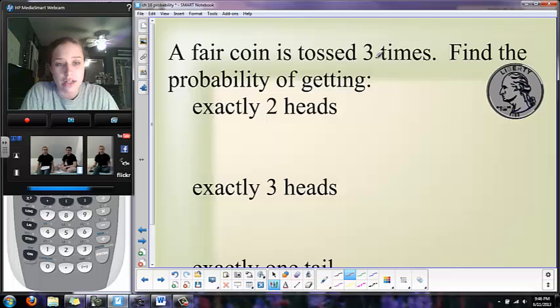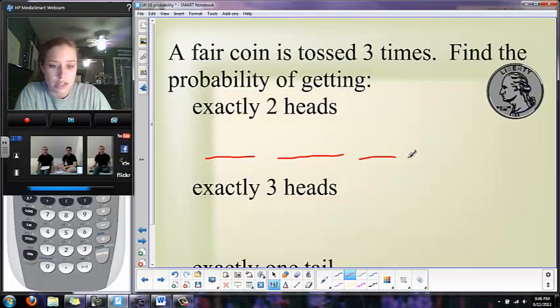A fair coin is tossed 3 times. Find the probability of getting exactly 2 heads. This is how I like to set it up from the beginning, and then we're going to change our process to fit the formula more. So we toss a coin 3 times: 1, 2, 3. Find the probability of getting exactly 2 heads.